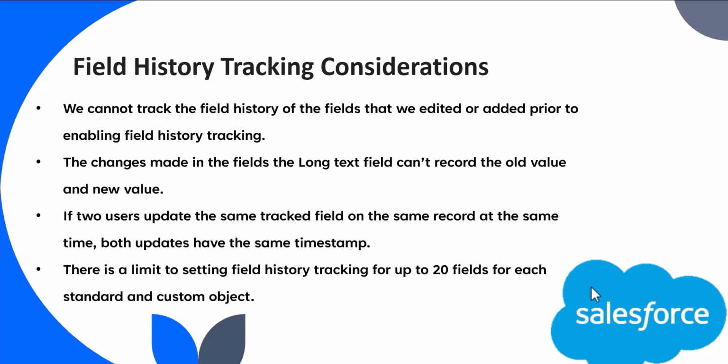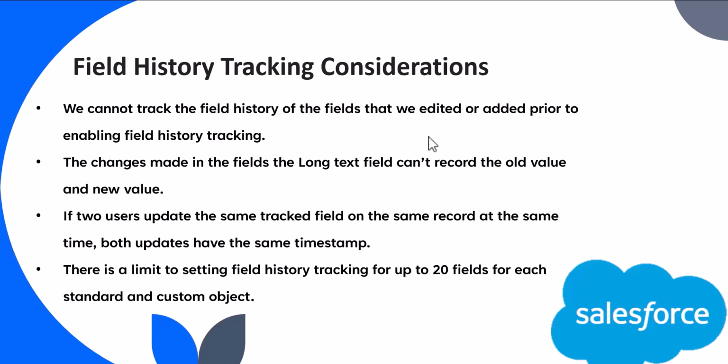And if a user updates the same tracked field on the same record, then both updates will have the same timestamp. And the last one is that there is a limit of setting field history tracking on up to 20 fields for each custom and standard object. And for tasks and events, we can set field history tracking for 6 fields.